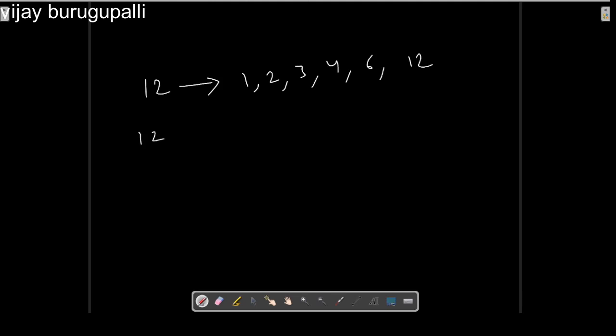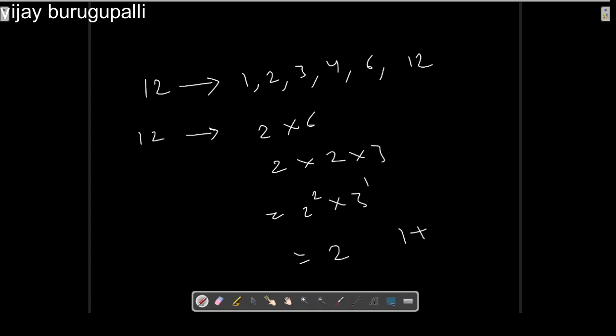Now let me write 12 in the form of prime factorization. That means 2 into 6, again 2 into 2 into 3. That means 2 square into 3 power 1. Here the order of 2 is 2 and here the order of 3 is 1.